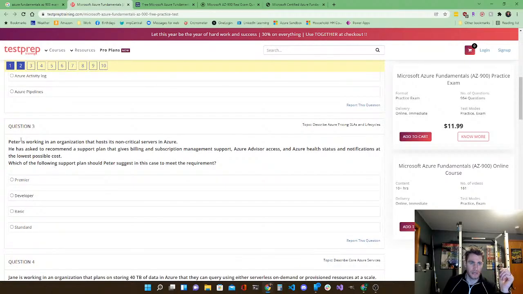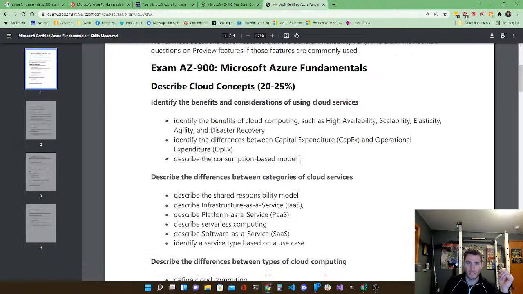Automation. Peter is working in an organization that hosts its non-critical servers in Azure. He asked to recommend a support plan that gives billing and subscription management support, Azure Advisor Access, and Azure Health Status and notifications at the lowest possible cost. Okay, which of the following support plans should Peter suggest in this case to meet the requirement? So this is something I don't think that we talked about in here.